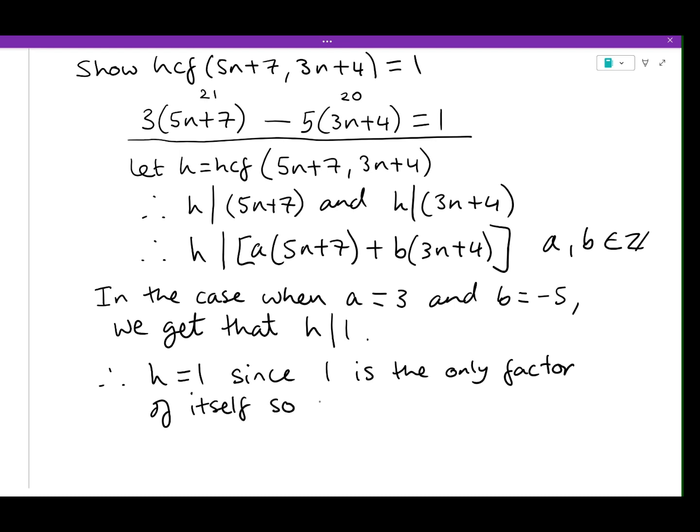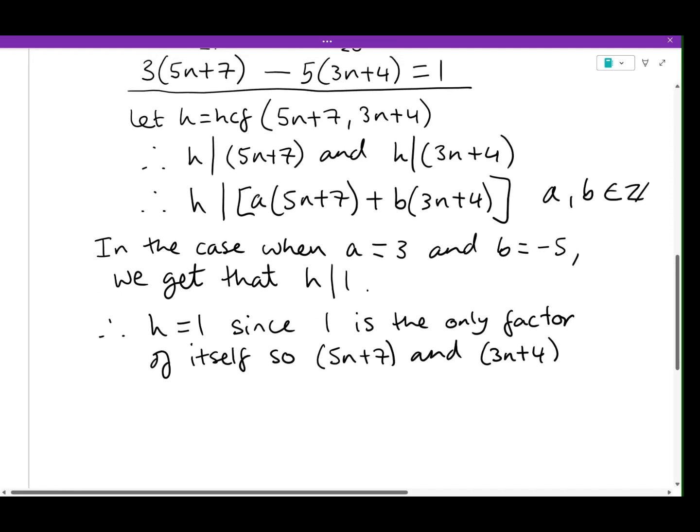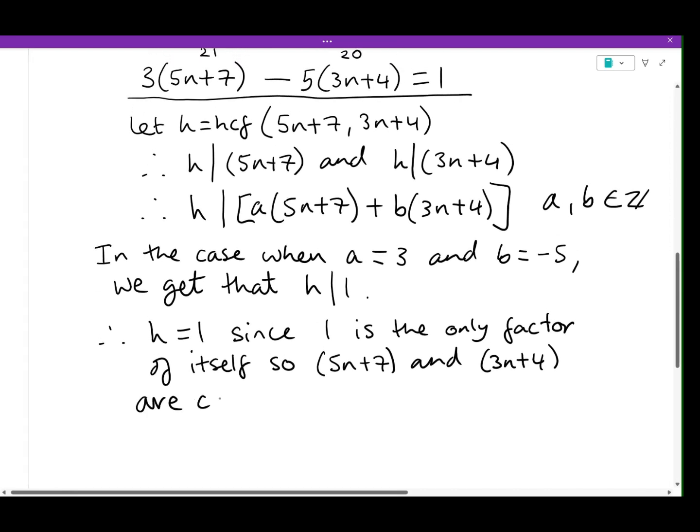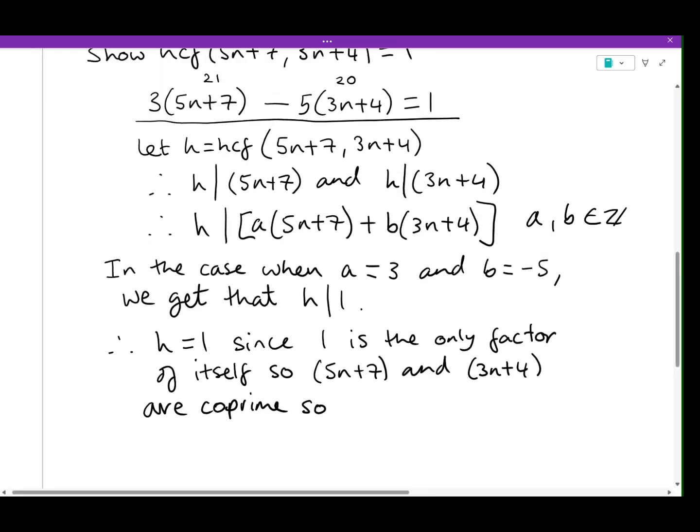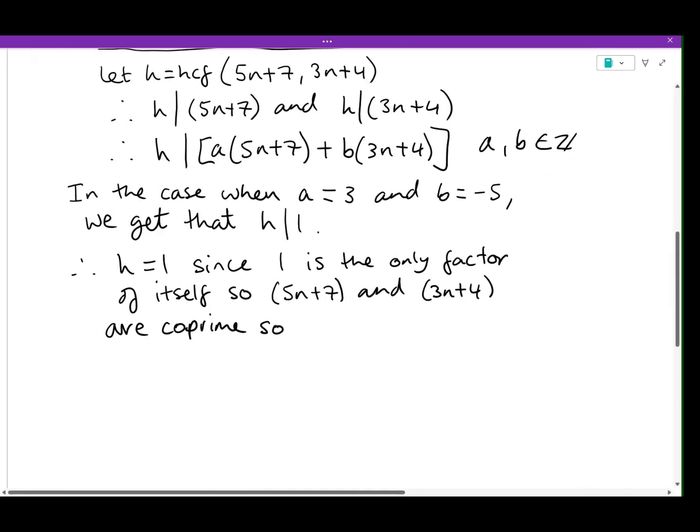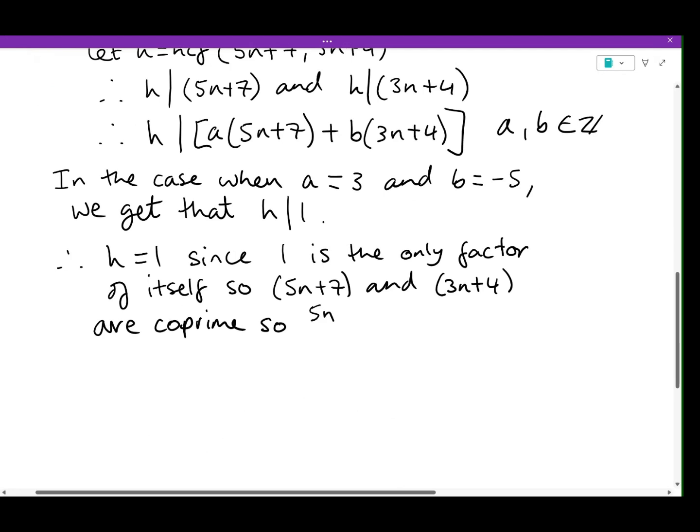So the expressions 5n plus 7 and 3n plus 4 are co-prime. So the fraction we started with, which was 5n plus 7 over 3n plus 4, is irreducible. Make sure you get that word in your conclusion.